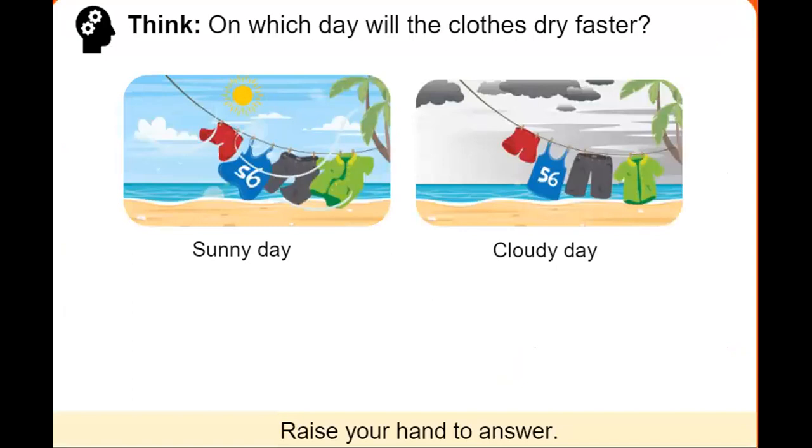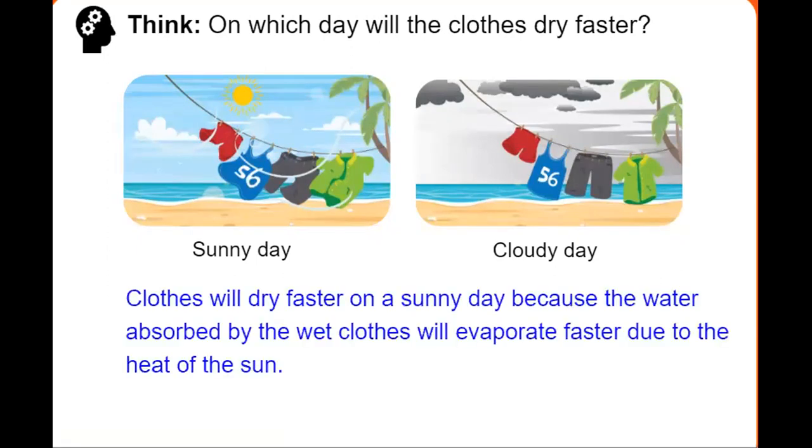Think, on which day will the clothes dry faster? Either on a sunny day or on a cloudy day. On a sunny day, we can see the evaporation of water due to the heat of the sun. And on a cloudy day, there is no sun, there is no heat for the wet clothes. So here your answer should be sunny day. The clothes will dry faster on a sunny day because the water absorbed by the wet clothes will evaporate faster due to the heat of the sun.